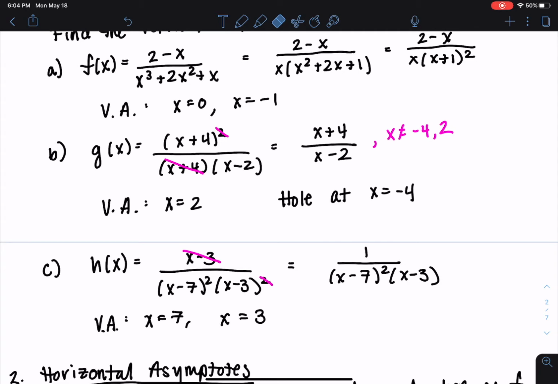Okay. So always make sure you reduce it first before you go about finding the vertical asymptotes. Your domain, though, you should always do with the given function. So look at the values you have to exclude right away.